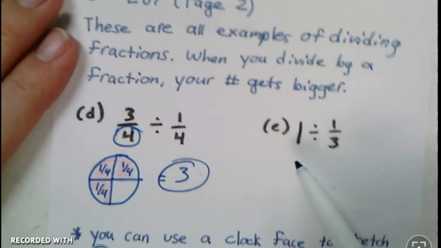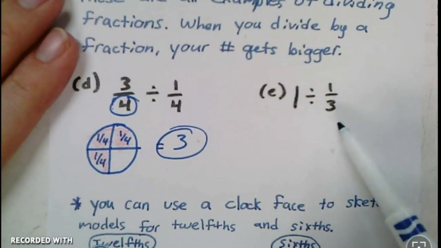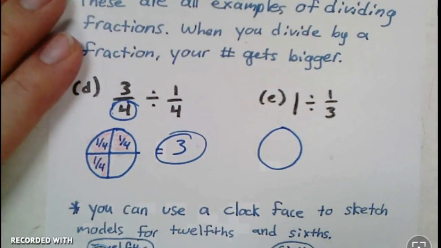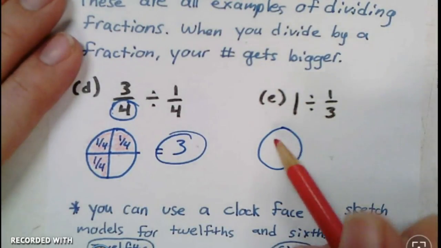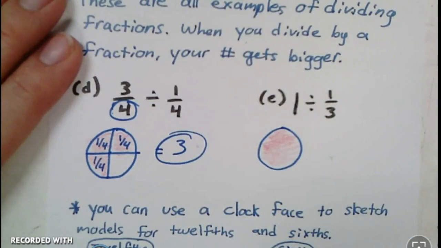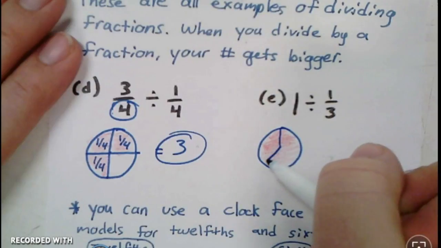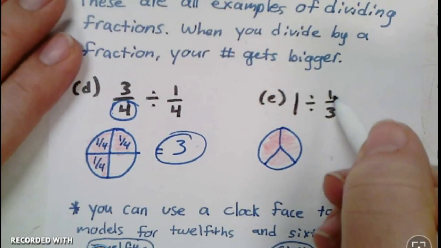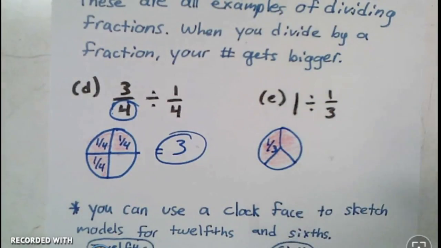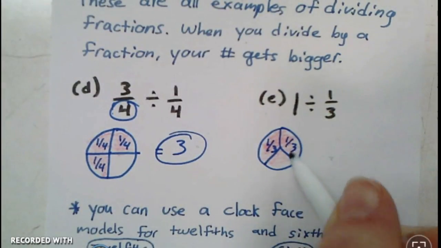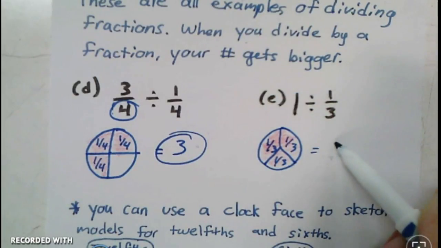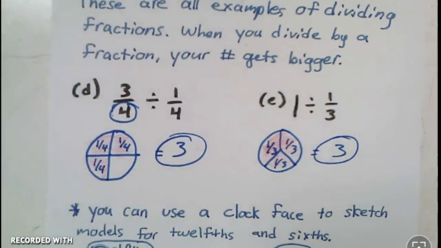Okay? What about this one? We've got 1 divided by 1/3. So I start. I've got the whole thing shaded in. And then I want to split it into thirds. And they want to know how many 1/3 there would be. And we realize that all of them are shaded, and therefore there would be 3 1/3.